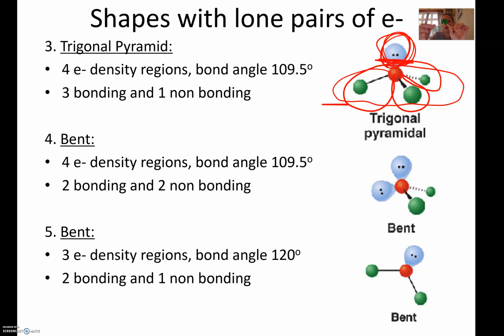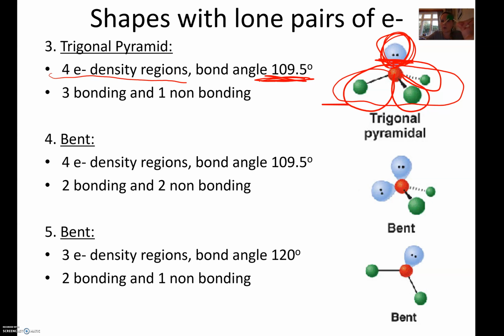So when there's one lone pair, this is called trigonal pyramid. Now trigonal pyramid, because it's got the 4 electron density regions, is derived from that tetrahedral shape. And if we remember, that tetrahedral shape had a bond angle of 109.5. By the way, when we talk about a bond angle, it is between bonded pairs. So this bond and this bond are at a 109.5 degree angle. So that's your 4th shape.